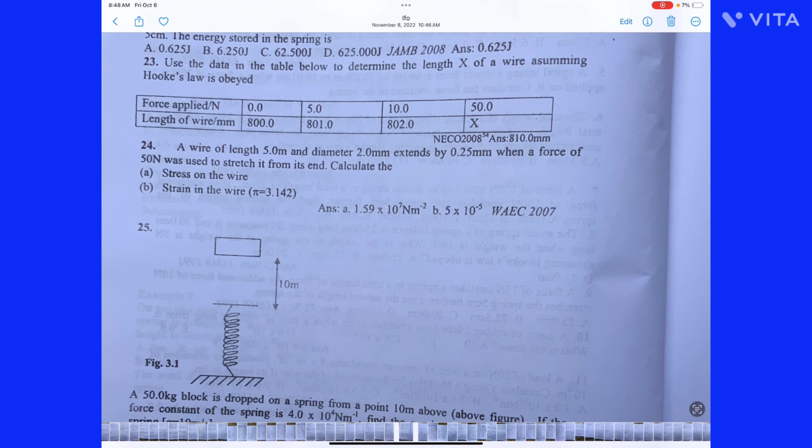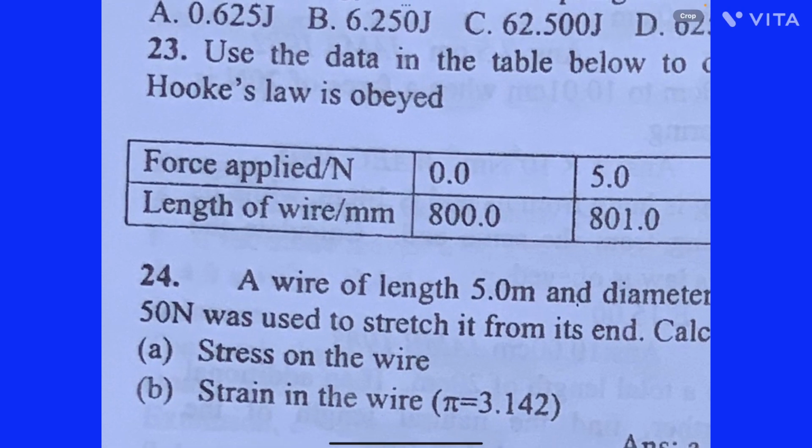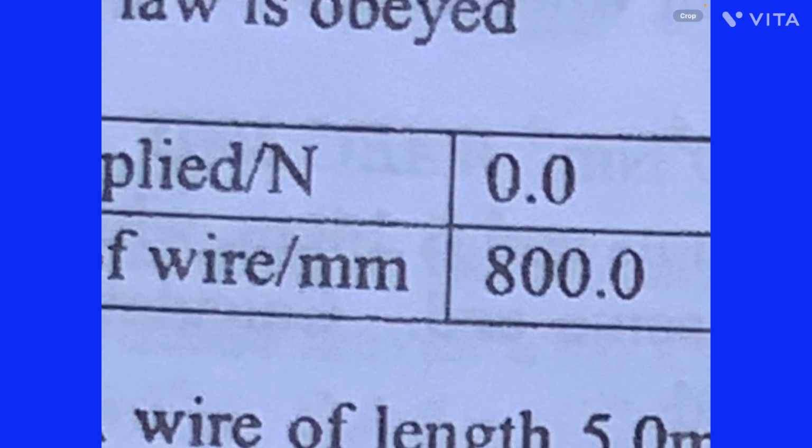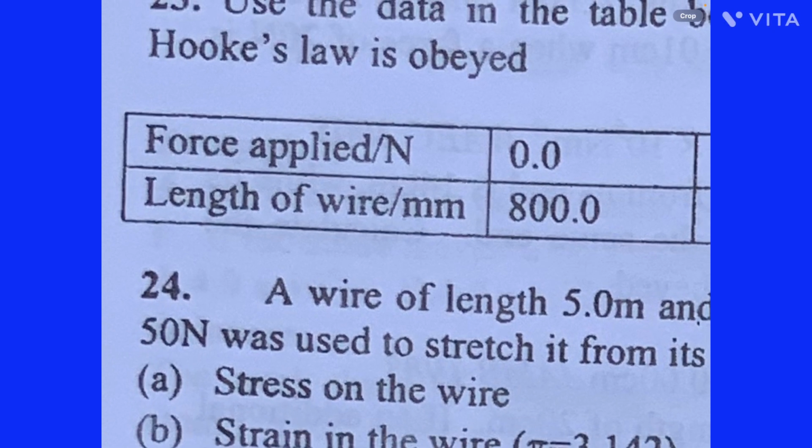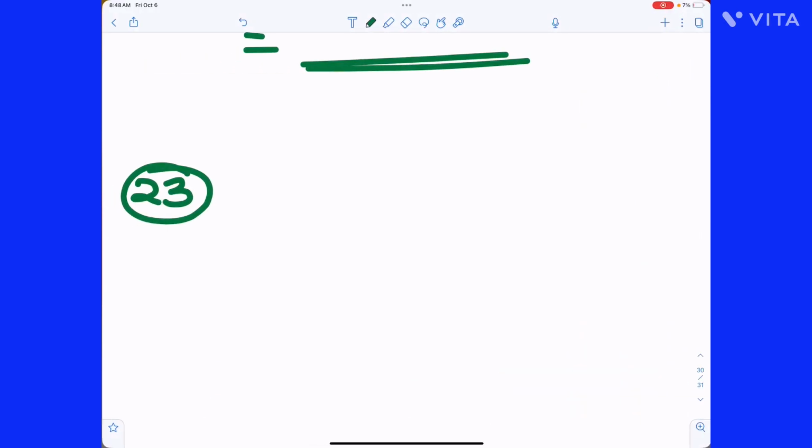Length of the wire. From the first part of this table, it shows that when there's no extension, when no force is applied, that means the force applied is 0, the original length of the wire is 800 millimeters. So I'm just going to go ahead and write that out. Original length of the wire is 800 millimeters.